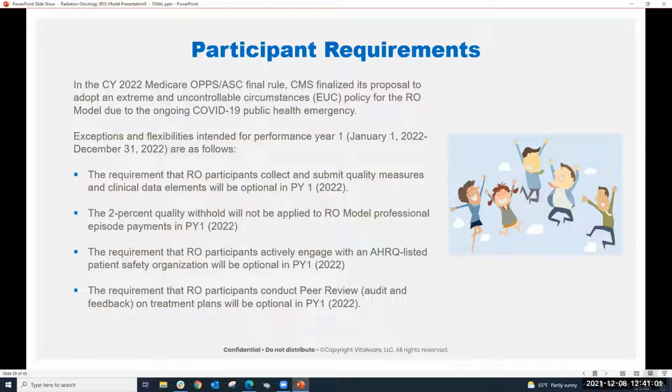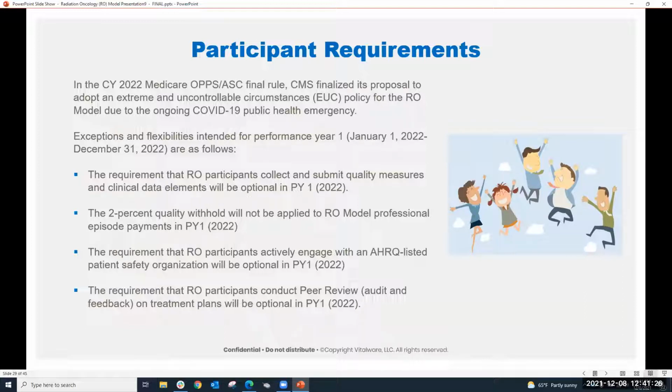For the technical participants, the AHRQ listed patient safety organization will be optional. That's what I just talked about in the previous slide for technical participants. That will be optional in performance year 1. So that does not need to be done this year. And then the requirement for the peer review is also optional in performance year 1.